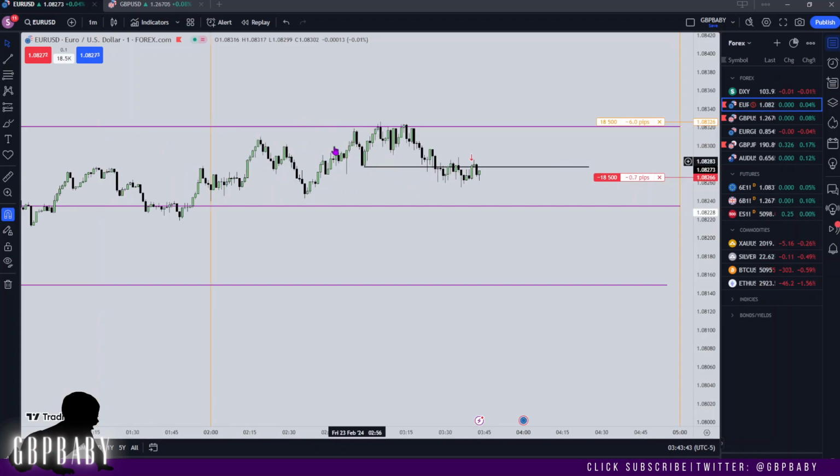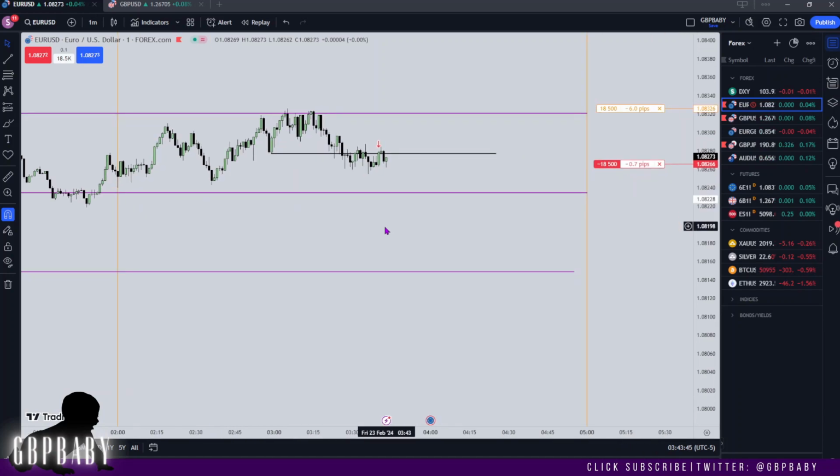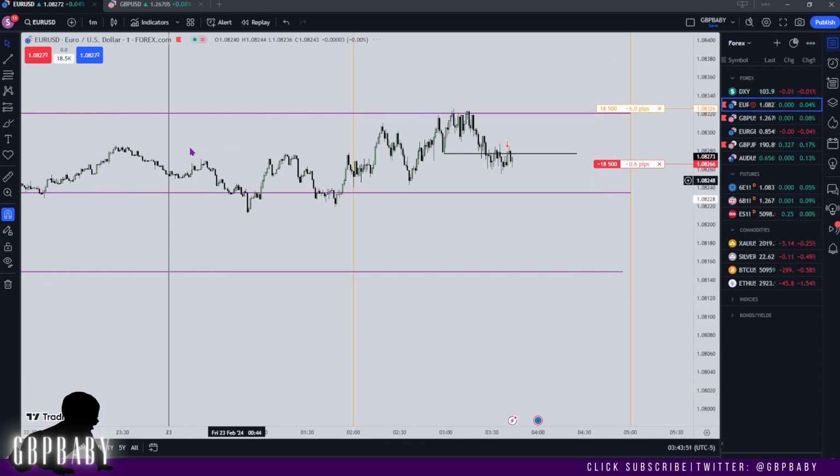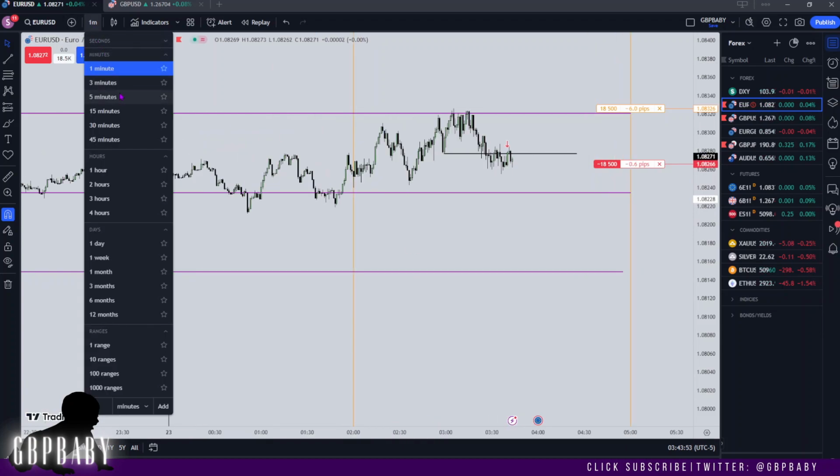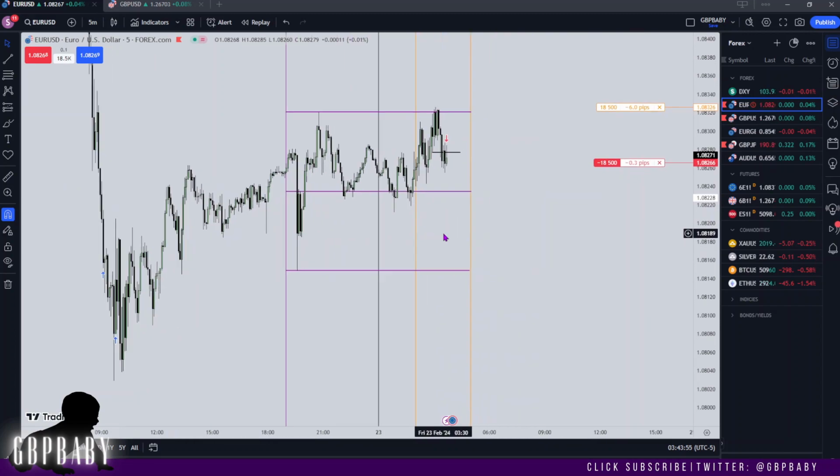So you'll see that we've been held in consolidation. Usually at 3 a.m. we have expansion, but due to the news at 4 a.m. I do believe that's what they're waiting for before sending price lower. So we'll see if that plays out nicely. Take off some of my position here.